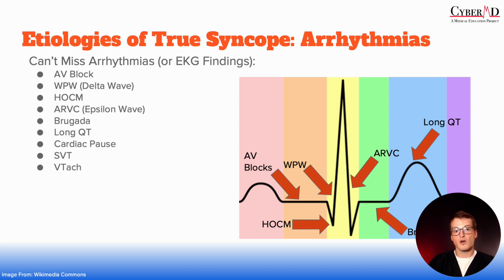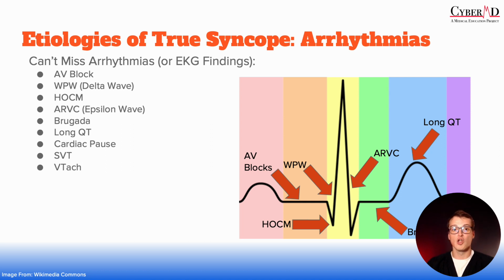As we continue to work our way through the EKG, Brugada syndrome is going to be our next can't miss diagnosis. So Brugada syndrome is a genetic disorder, and that's going to manifest on the EKG as ST segment elevations in the right precordial leads, usually V1, V2, V3, and it's associated with a high risk of sudden cardiac death. So make sure you recognize that if it's on an EKG.